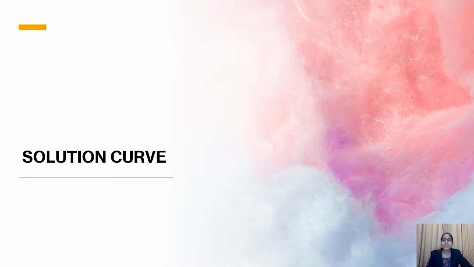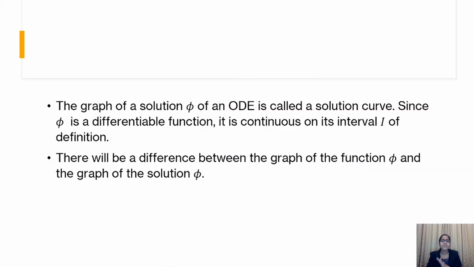Now next we are going to define the term called the solution curve. So it is just a simple definition. What is it? We have now stated that a solution is nothing but a function, right? So the graph of that particular function is called a solution curve. So the graph of a solution phi of an ordinary differential equation is called a solution curve. Keep in mind we are discussing only ordinary differential equations.